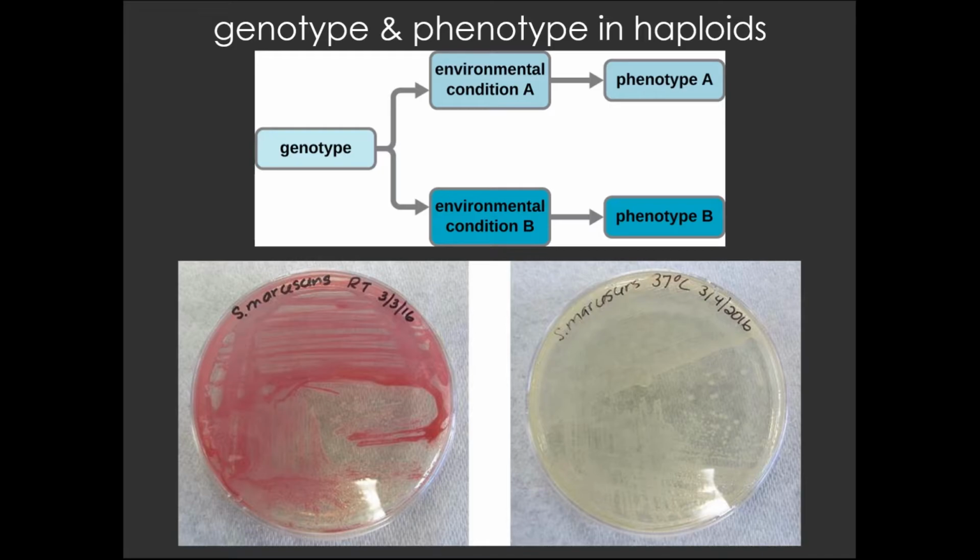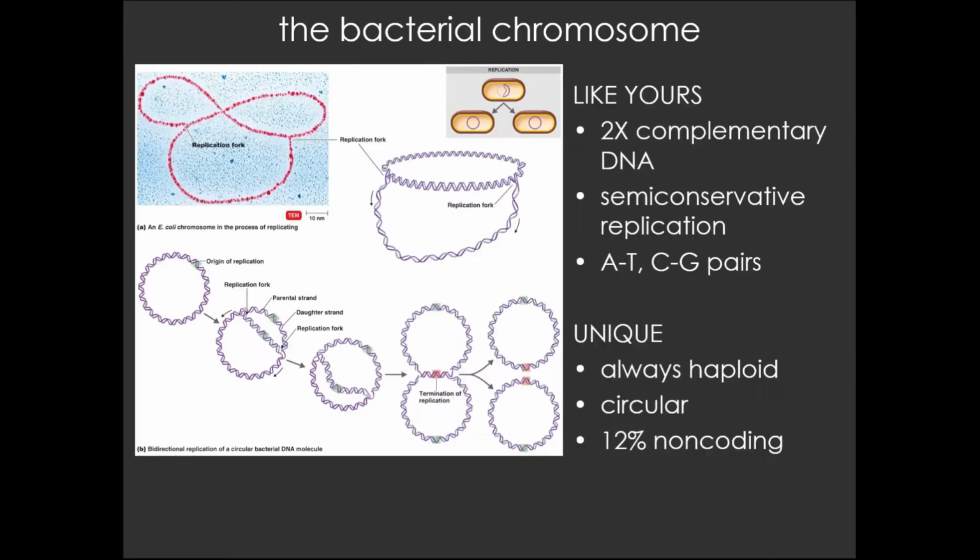So though we don't have multiple forms of alleles in haploid cells, we do still have differences between genotype and phenotype in these bacterial chromosomes that are very much like yours. They are double-stranded complementary DNA molecules where A's pair with T's and C's pair with G's. They undergo the same semi-conservative replication that Meselson and Stahl identified in 1958. And though they are like yours in many ways, they are unique.